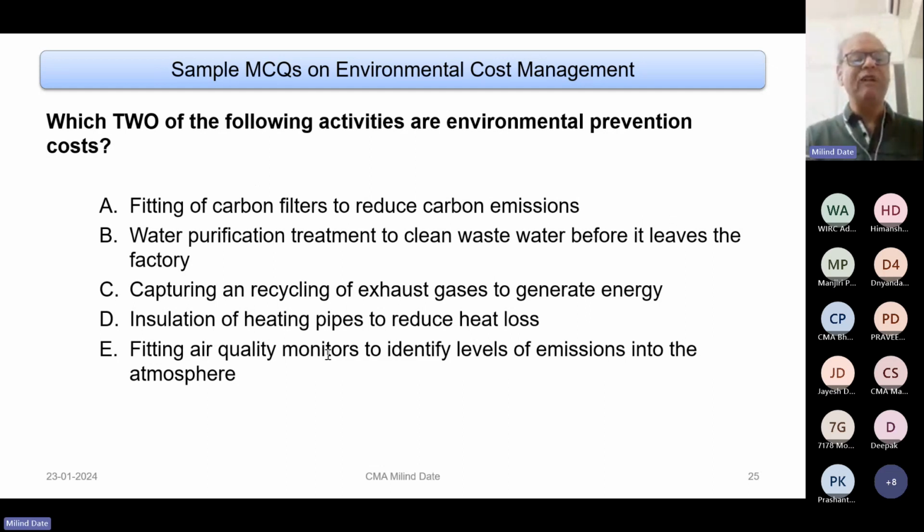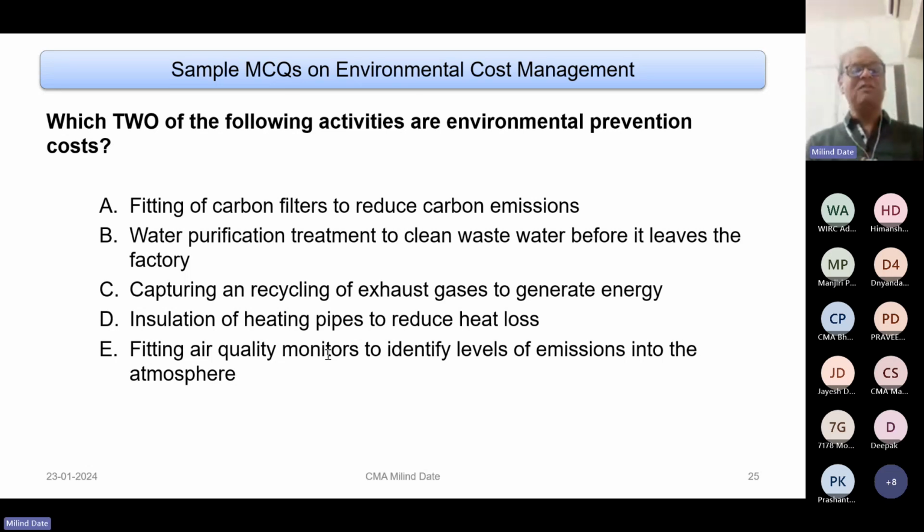So first is fitting of carbon filters to reduce carbon emissions. Is this activity going to prevent environmental cost? Water purification treatment to clean wastewater before it leaves factory. Capturing recycling of exhaust gases to generate energy. Insulation of heating pipes to reduce heat loss. And last is fitting air quality monitors to identify levels of emissions.